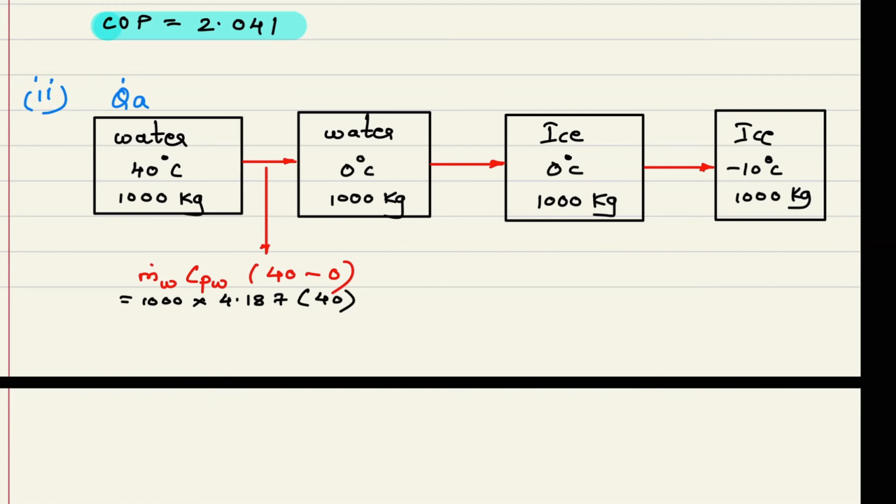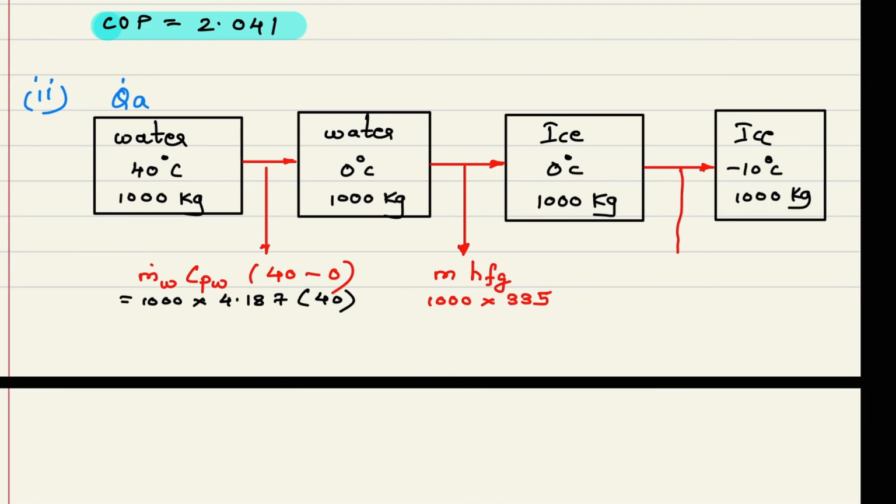Second, here the temperature of water is 0 and ice is 0, so there will be a phase change. So this part will be latent heat. What is the equation of this? Mass into latent heat. So mass is 1000 into, you have to remember this, latent heat of ice, it is 335 kilojoule per kg. From here we can get the value of heat which we have to remove.